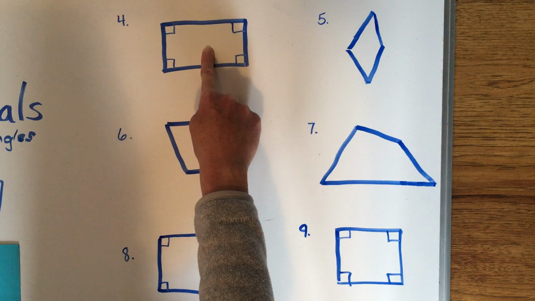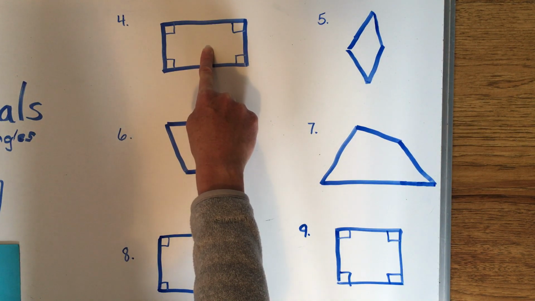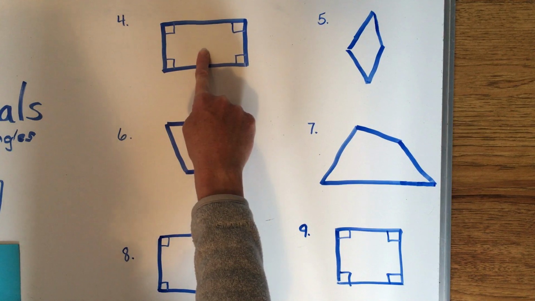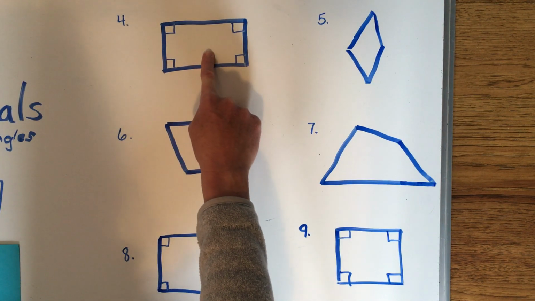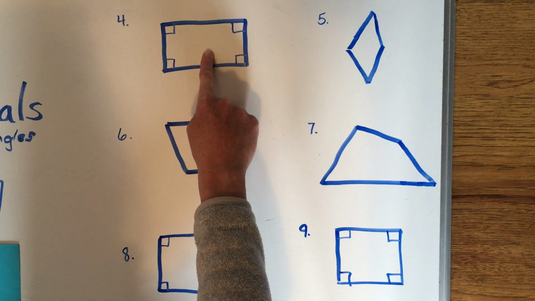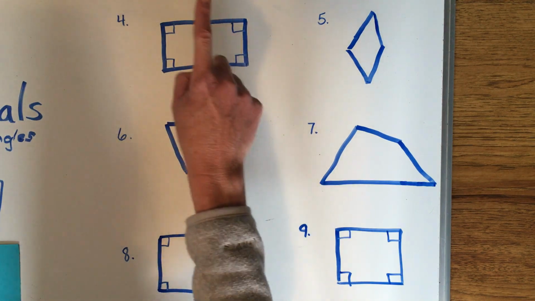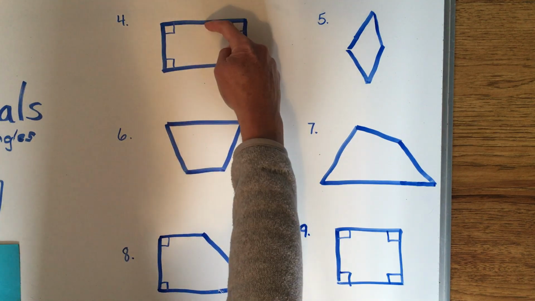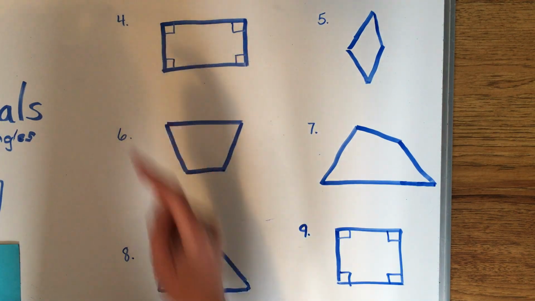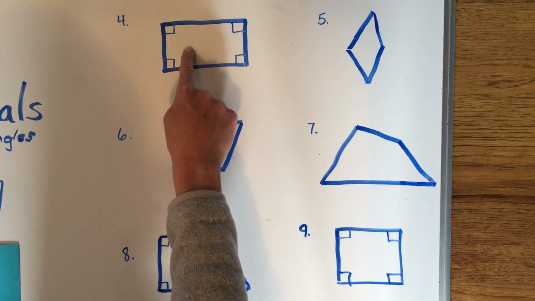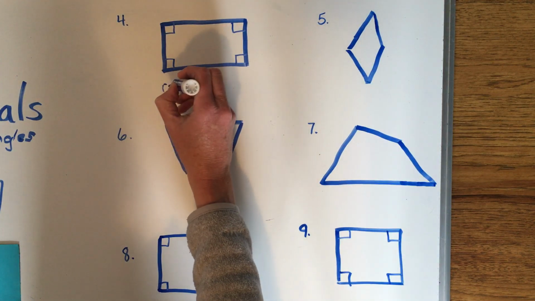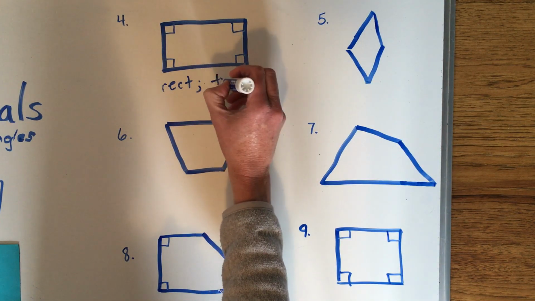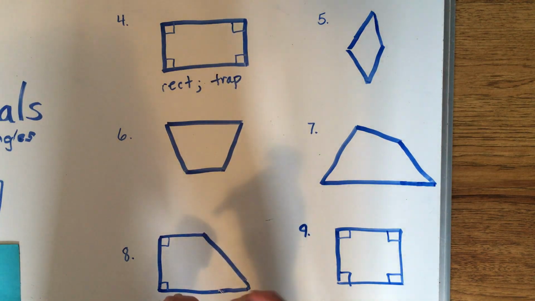Is it a rhombus? No, it's not a rhombus because a rhombus has all sides that are equal. Is it a square? No, it's not a square because a square has all sides that are equal. Is this a trapezoid? Let's remember, a trapezoid has to have at least one pair of parallel lines. This line and this line are parallel, and this line and this line are parallel. So yes, this is a trapezoid. So number 4 would be considered a rectangle, I'm just going to abbreviate, a rectangle and a trapezoid. Okay? Rectangle and a trapezoid.